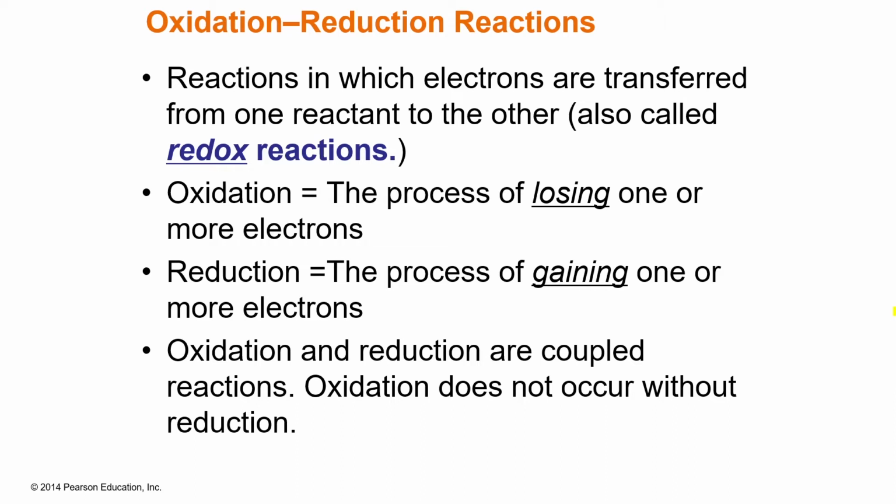Oxidation-reduction reactions are reactions in which electrons are transferred from one reactant to the other. For abbreviation purposes, we sometimes call them redox reactions. Oxidation means the process of losing one or more electrons. Reduction means the process of gaining one or more electrons. The important thing is that oxidation and reduction are coupled reactions. Oxidation does not occur without reduction, nor reduction without oxidation. We think of it as having two half reactions that are combined for the full effect.